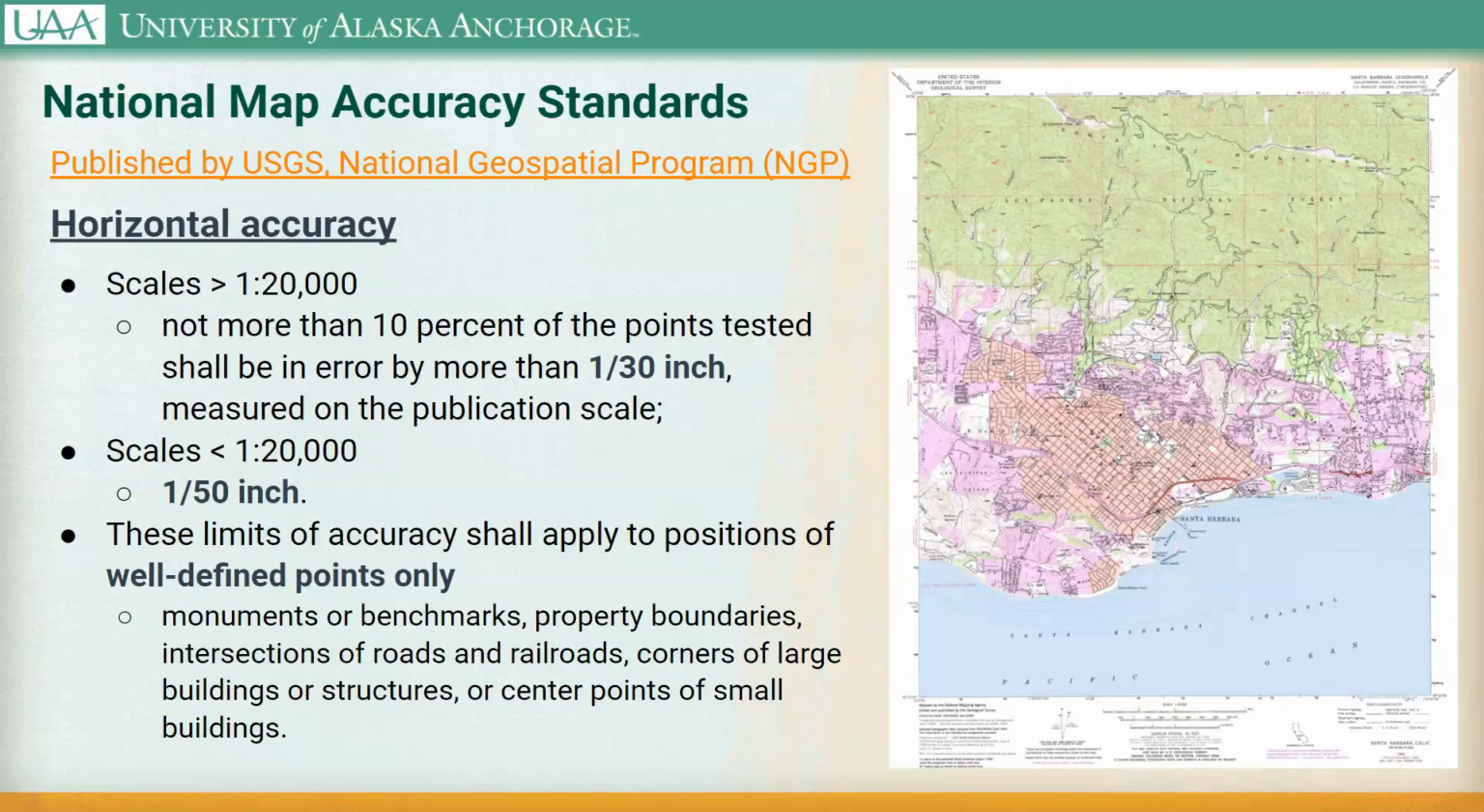So this is the best example we could find of a mapping standard, and this is a really globally applied mapping standard because it's part of the National Map project. For horizontal accuracy, the description is that not more than 10% of the points tested shall be in error by more than 1/30th of an inch measured on the publication scale. So what does that mean? If you're plotting a benchmark or other known point on a map and you show it at a scale greater than 1 to 20,000, it has to be accurately plotted within 1/30th of an inch.